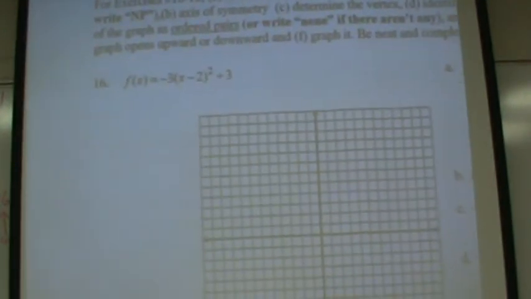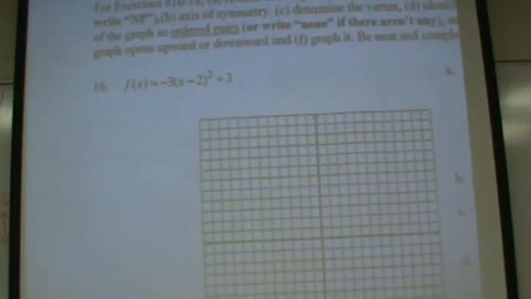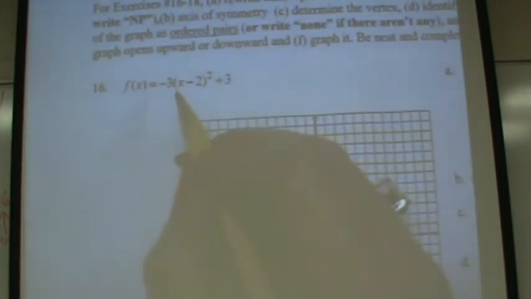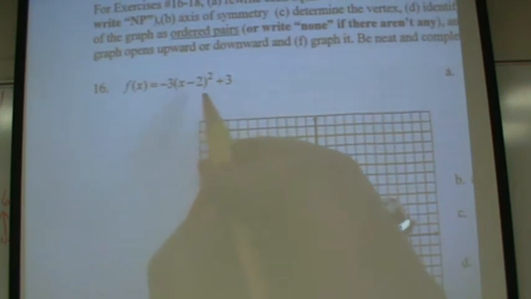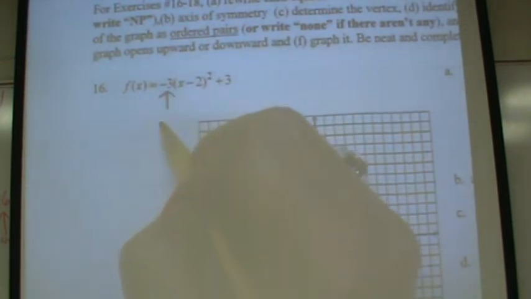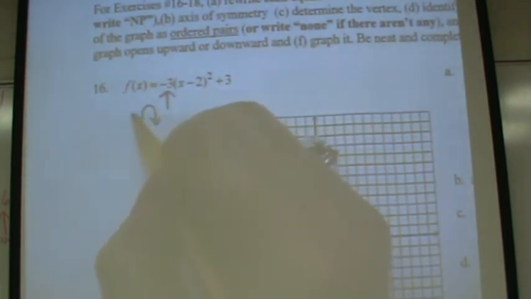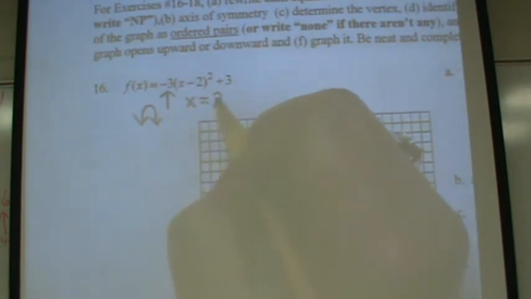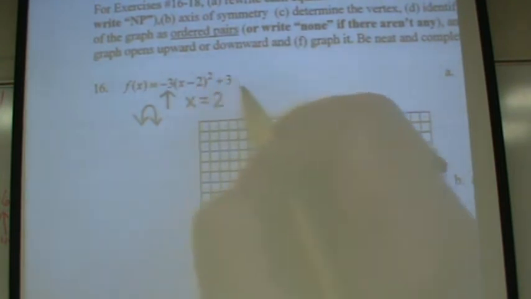Next, you don't have to graph the greatest integer or the piecewise, but you do need to know number 16. 16's a good one. You should know all of the goodies that you get with this formula. This is called transformation form. What things do you know with transformation? Well, this tells you that it's upside down. This tells you the axis of symmetry. And your vertex is 2, 3.